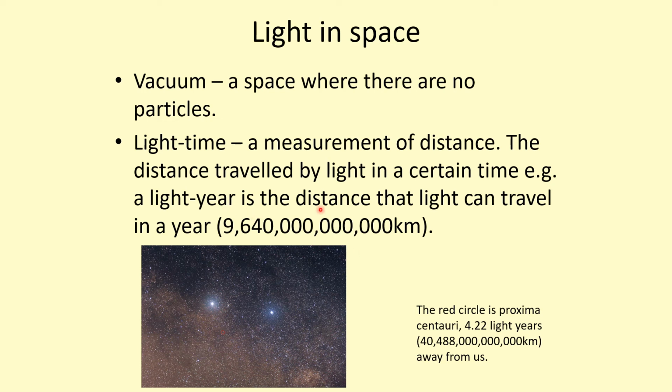And light years are useful because distances in space are extremely large. So for example, on this photo, there's a red dot here, just under my laser pointer. That is Proxima Centauri. That's our nearest star apart from the Sun, and it's 4.22 light years away from us. So that's quite a convenient number to work with, 4.22 light years. If we did that in kilometres though, that would be 40,488,000,000,000 kilometres. So that's a very difficult, big number for us to try and do calculations with. So that's why light years are really useful.